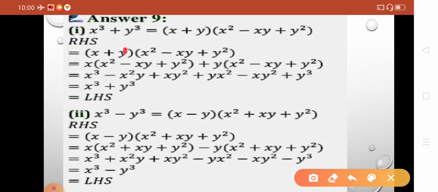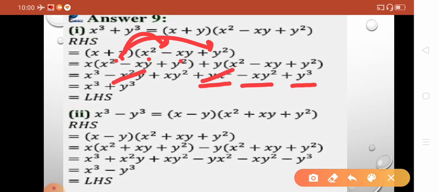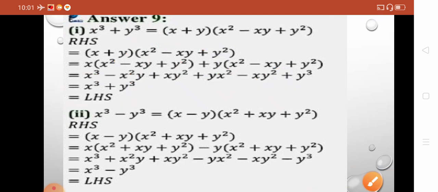After that we will multiply y with this: y into x square, yx square; y into minus xy, minus xy square; and y into y square, y cube. In this way, minus x square y and plus x square y cancel, plus xy square and minus xy square cancel, and we will get x cube plus y cube. So our left hand side is equal to our right hand side. In this way we have proved the given statement.